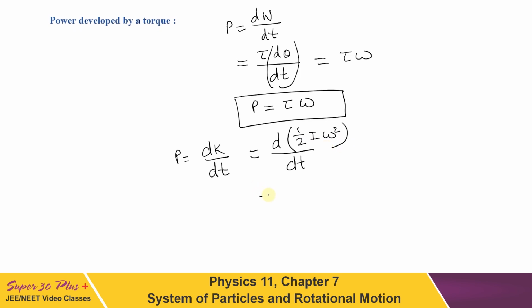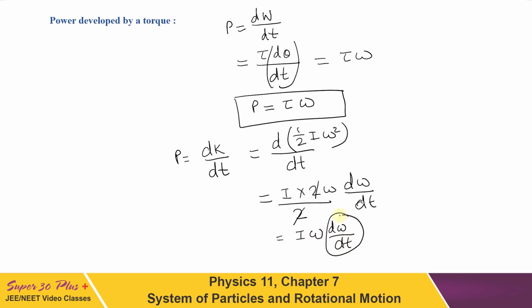If I differentiate it, it can be written as I into 2 omega d omega by dt, and the half is already here, these two got cancelled, so it is equal to I omega d omega by dt. And what is this term d omega by dt? It can be written as alpha, so that is I alpha omega. What is this term I alpha? Can it be written as torque? Of course. So this will be again tau multiplied with omega.